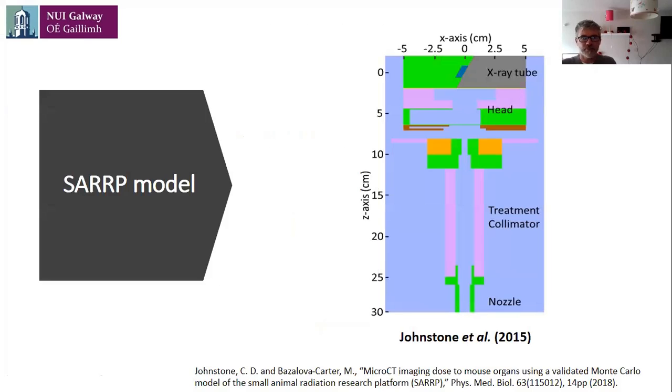We've done the same. The previous model you saw there was for a LINAC. This is for the small animal platform. Again, this was work done by collaborators at the University of Victoria. They created a model of the SARRP system, which we're currently using. This was published in PMB in 2018. Again, you build up your model component by component, and then you can include your inorganic scintillation detector in the model as well.